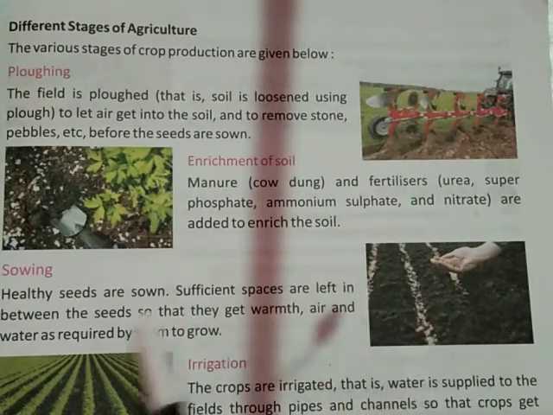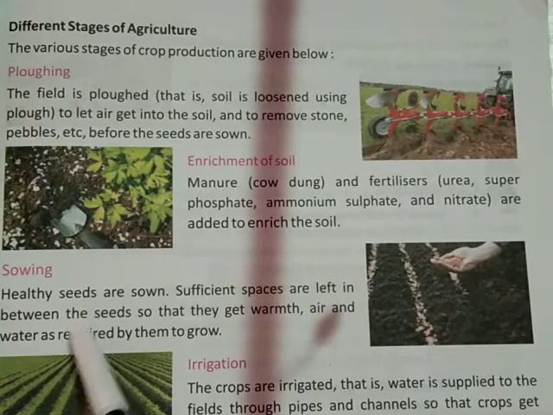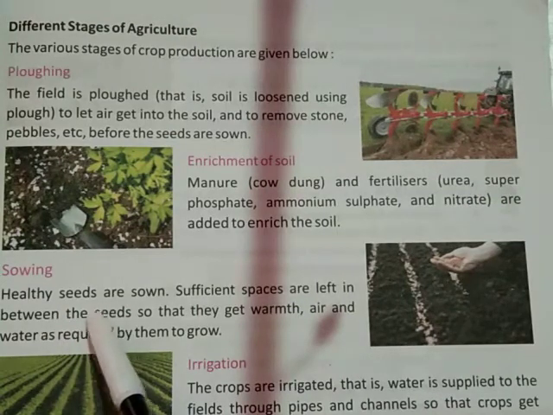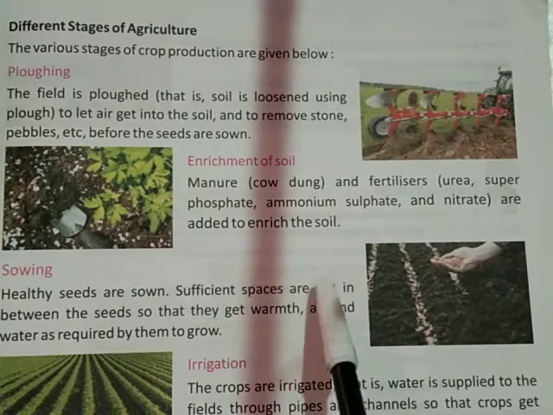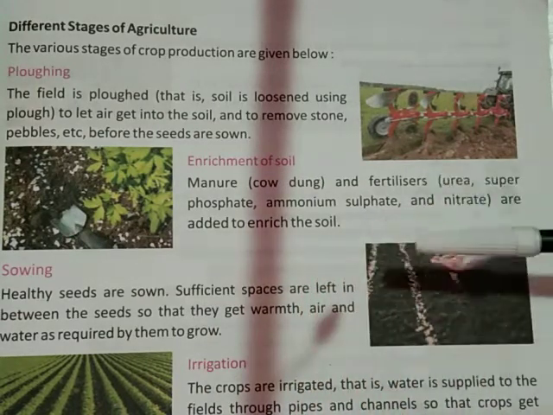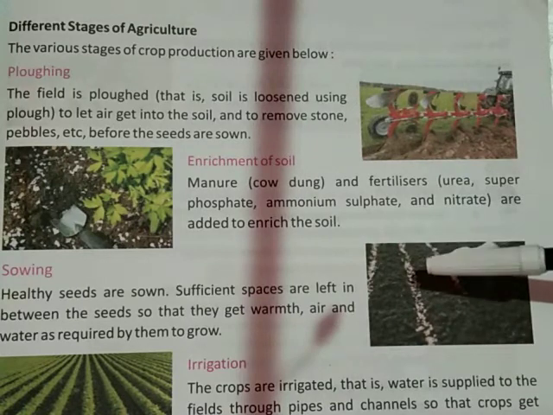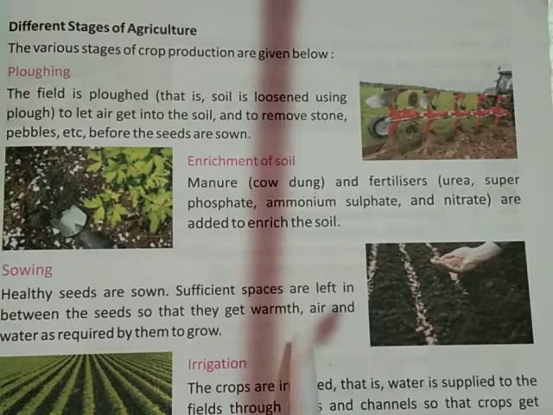So why are we doing these things? First, healthy seeds: the probability of getting more and more plants depends on healthy seeds. Second is sufficient space. It is needed because when the plants start growing, they need space between them for air and water.